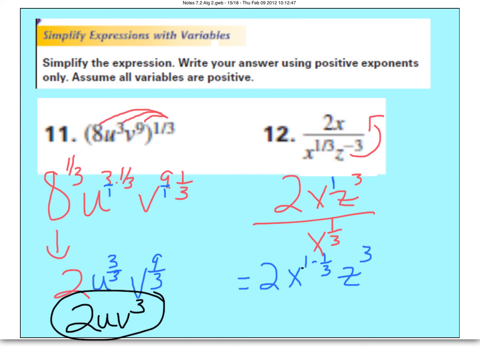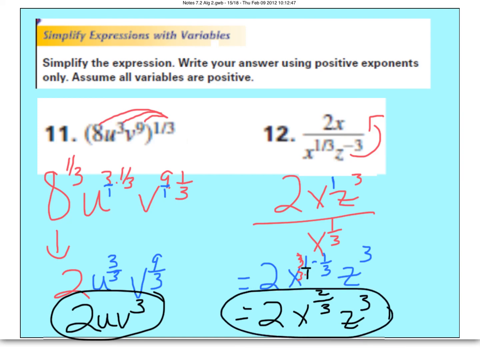To subtract, get a common denominator, so I need to have a 3 there, so I'll do a 3 and a 3. Then I can simplify and get the 2. It's going to be x. The new exponent is 3 minus 1, which is 2. And I keep the 3 there, and then it's z cubed. And that's the final answer.